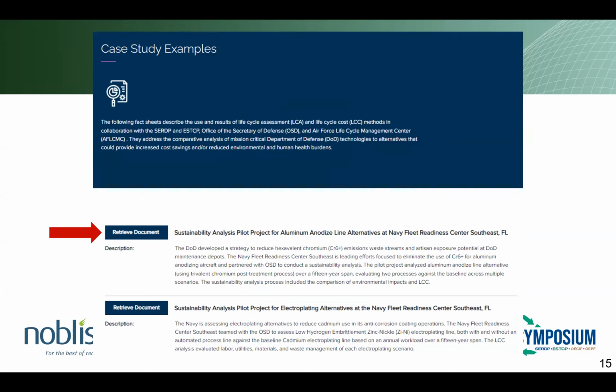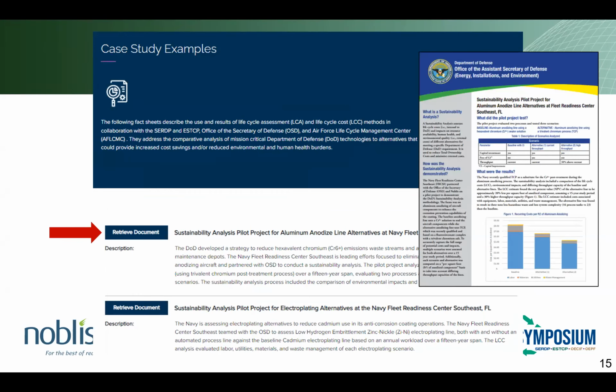This first tab shows a fact sheet for an aluminum anodized line alternatives project at Fleet Readiness Center Southeast. If you select on it, it'll show a detail of what's included in the scope of the assessment and what some of the benefits are. And in this specific example, you can see that there was a reduced cost for using the alternative post-treatment.